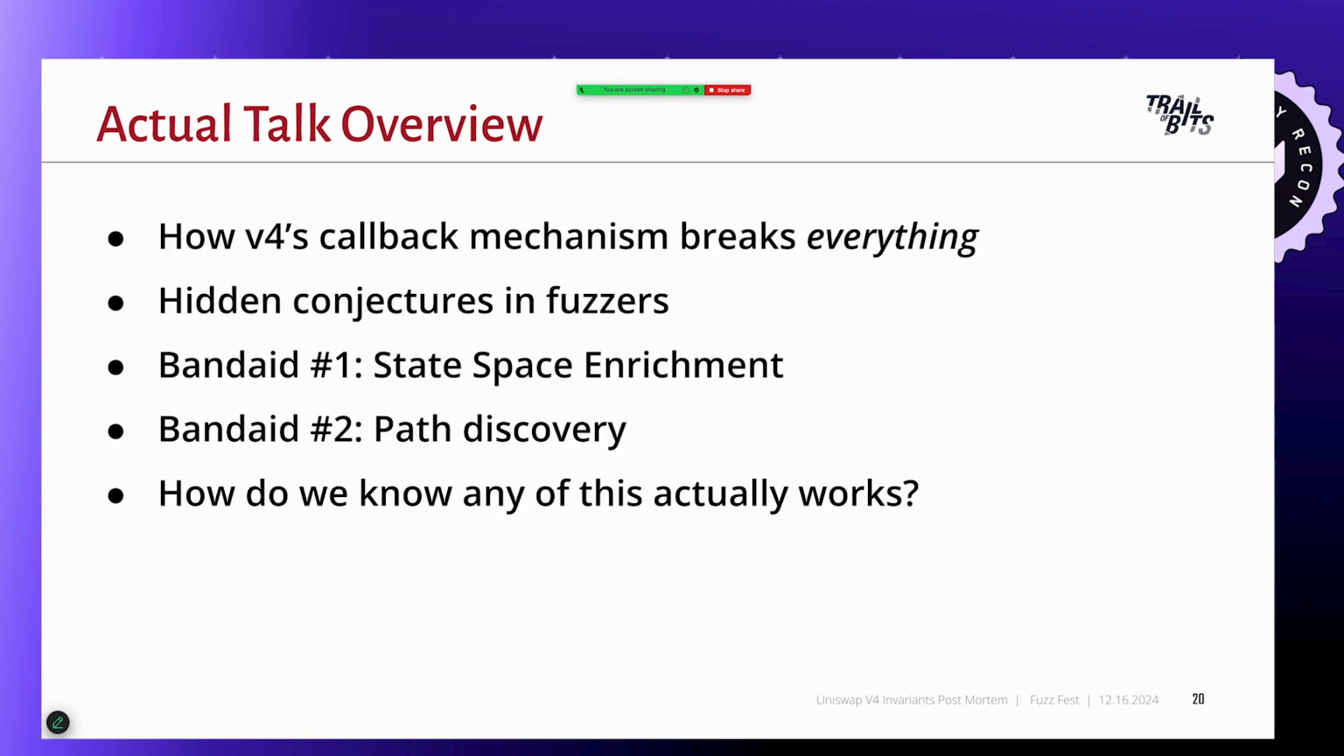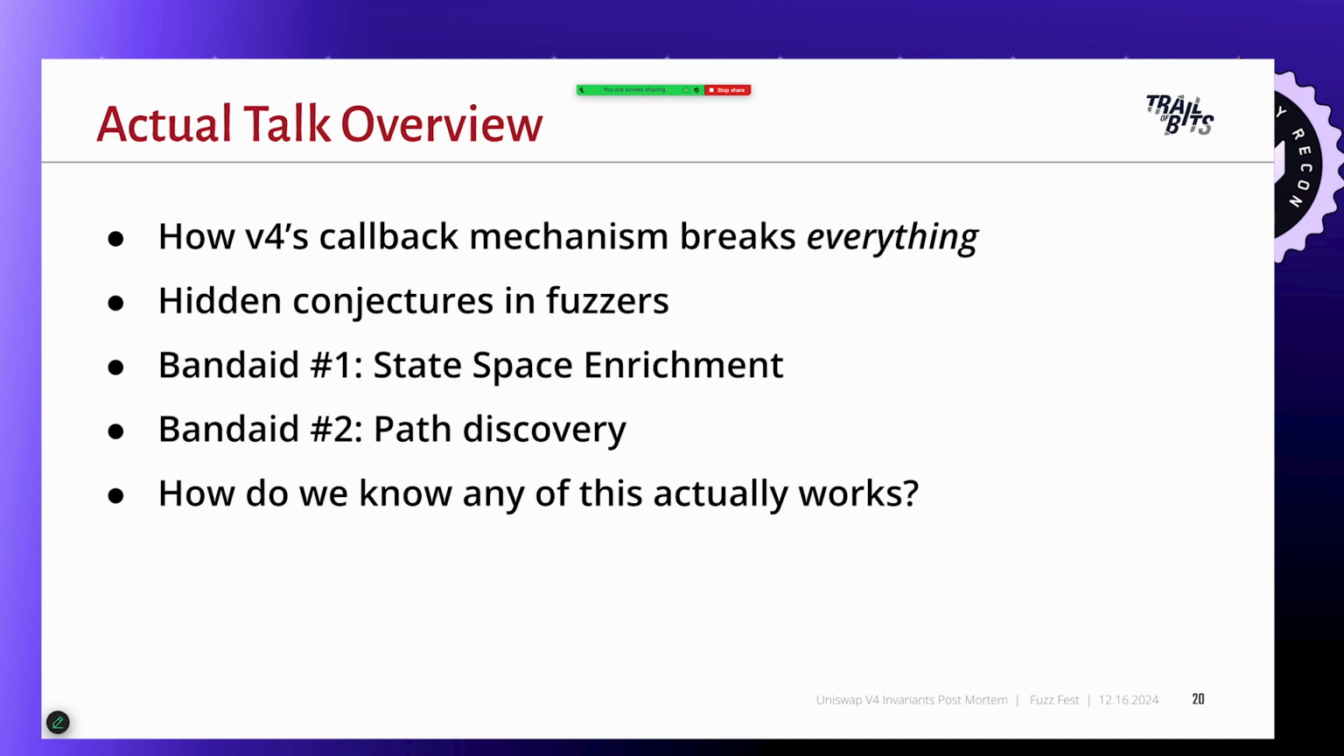For this part of the talk, we're going to talk about a couple of different things. First, this callback mechanism that v4 implements and how it breaks absolutely everything. From there, we'll talk about how fuzzers work. There's a bunch of hidden conjectures inside of fuzzers that dictate how they actually discover new states, and there's some critical stuff about that that gets broken. Then we'll talk about some of the band-aids we applied: the first one called state space enrichment, and the second one called path discovery.